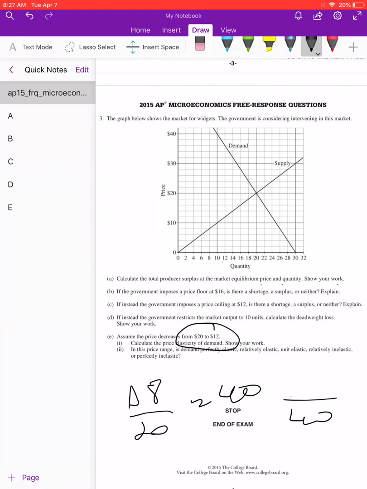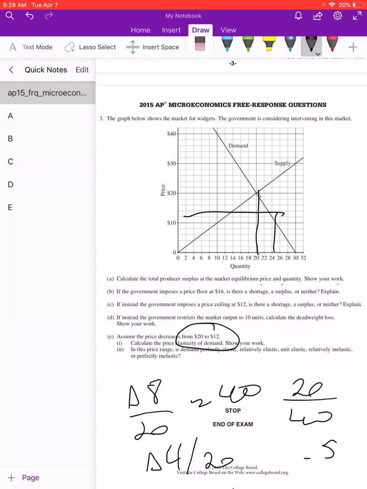And then the change in quantity was 20. It was a 20, and then at 12, now we're at 24. So that'd be a change of 4 over the original 20. That is 20%. That's a value of 0.5. That makes this good inelastic.